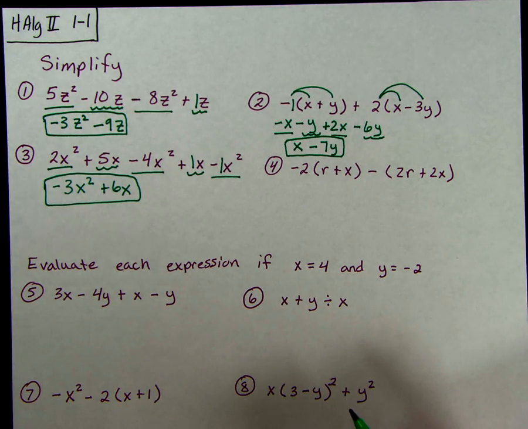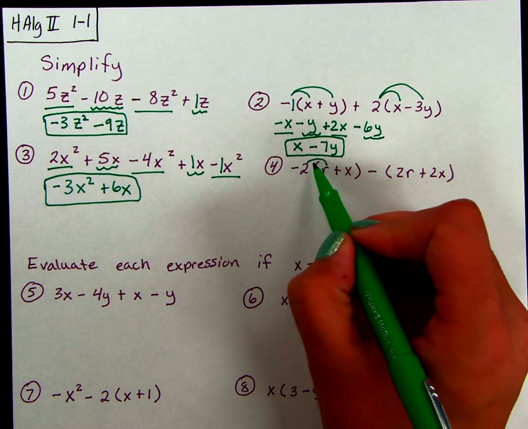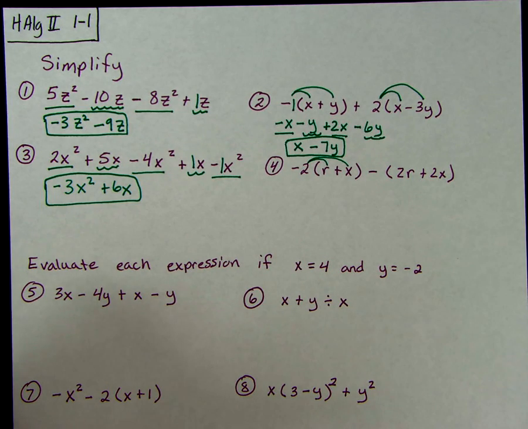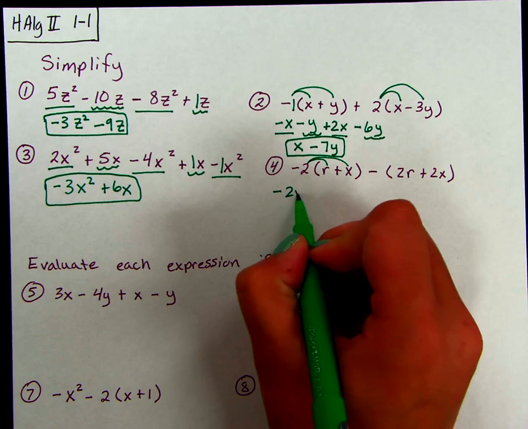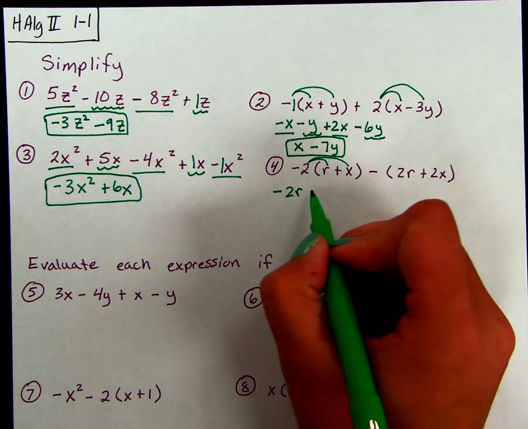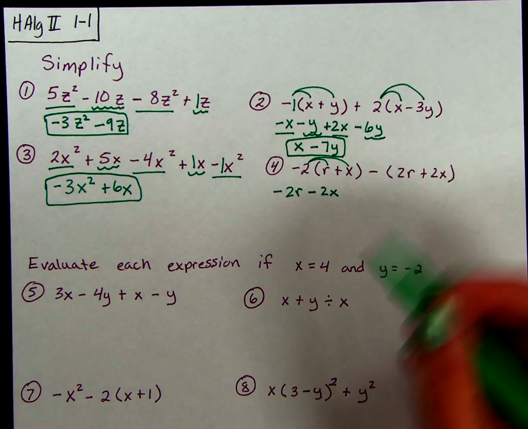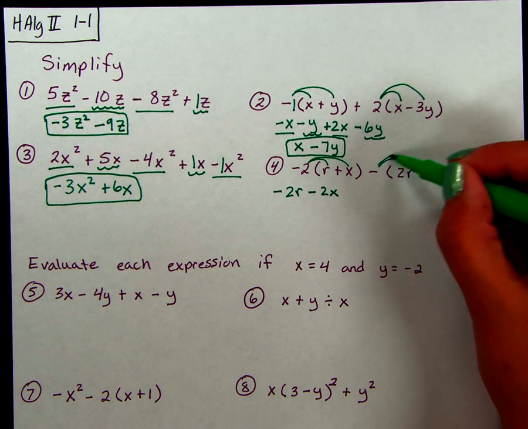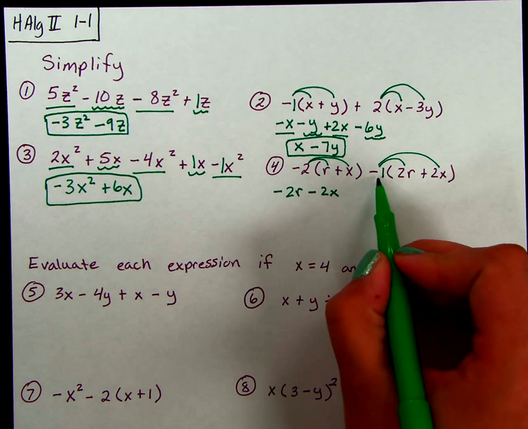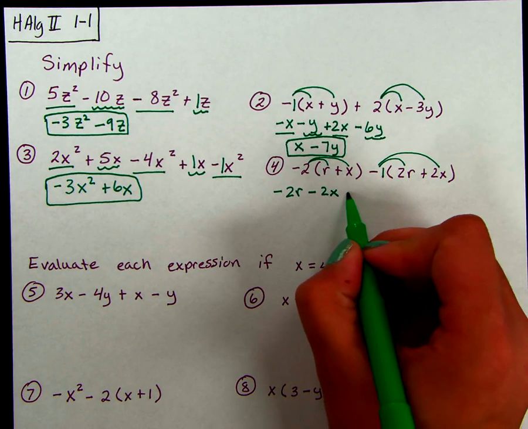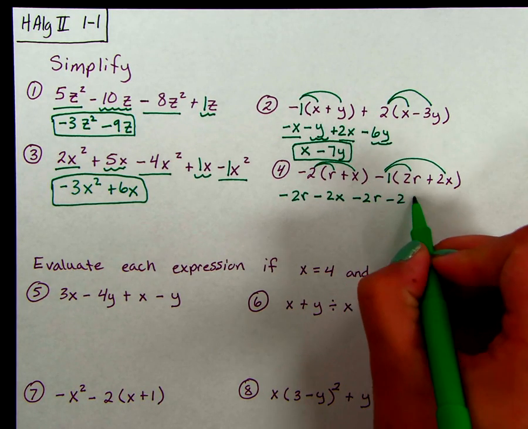All right, next one. So again, we have grouping symbols, so we have to distribute this time. So if we start with the first one, we are distributing in, so multiplying each of those by negative 2. So negative 2 times r is negative 2r. Negative 2 times x is negative 2x. And then we go to our next group and do the same thing. So we have to remember to distribute this negative to everything in that grouping symbol. So I'm going to write a 1 here to remind us. So negative 1 times 2r is negative 2r. Negative 1 times 2x is negative 2x.